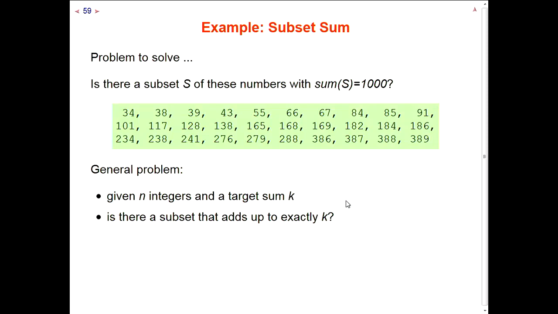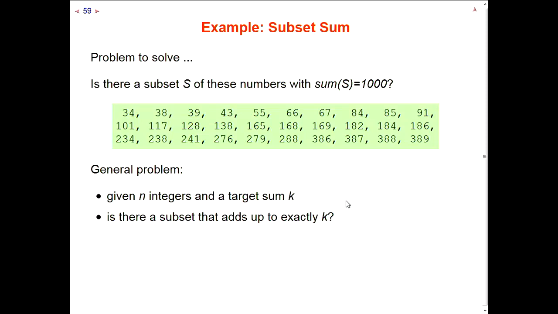Anyone? So you see, it's really hard to see. Either what you can do is randomly pick some numbers and check whether they sum up to 1,000, or you have to consider all possible combinations of numbers. And there's quite a lot, even with only 30 numbers. The answer is actually yes. I forgot which combination does it. There are dozens of combinations with this, but it really is not easy to see.